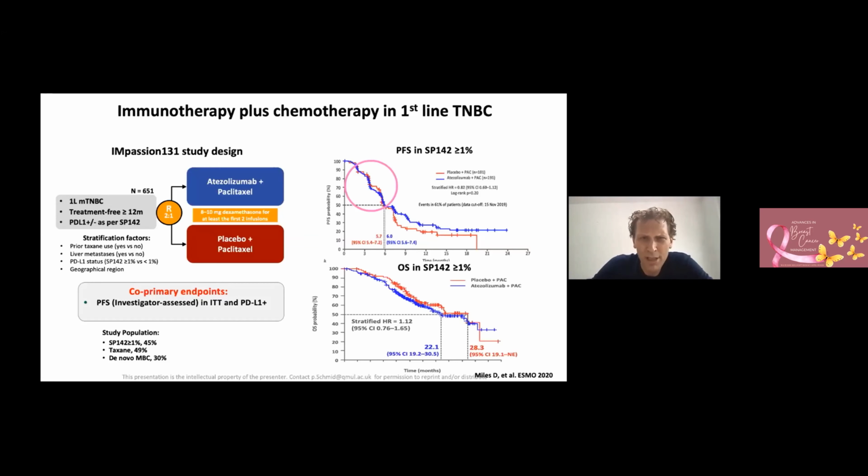But what is really unusual here is that the control arm, which received paclitaxel alone, had a survival of 28 months, which is completely unheard of in triple-negative breast cancer, such as this. This control arm, which is only around 100 patients, may have been subject to patient selection, and we all know how heterogeneous triple negative breast cancer can be.